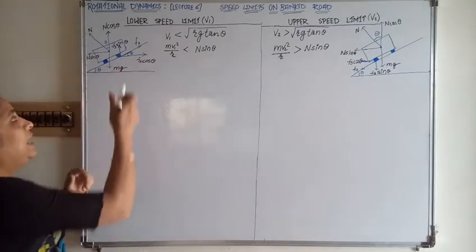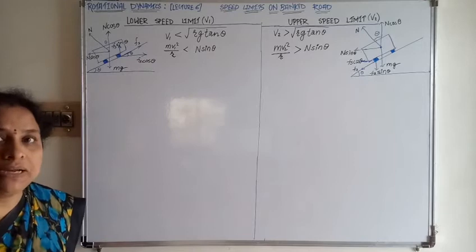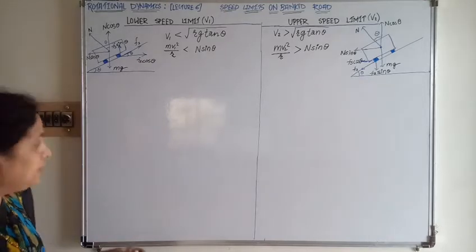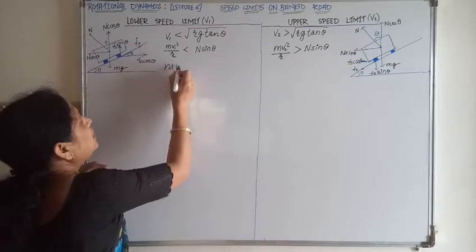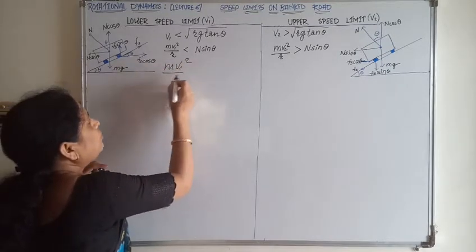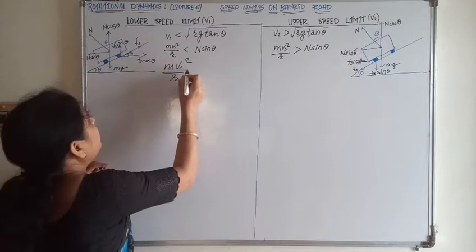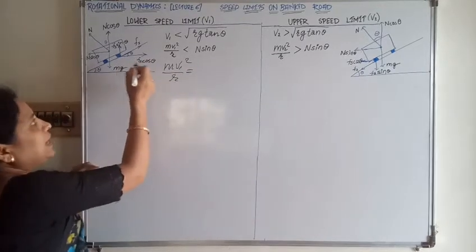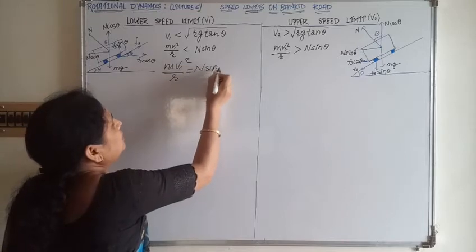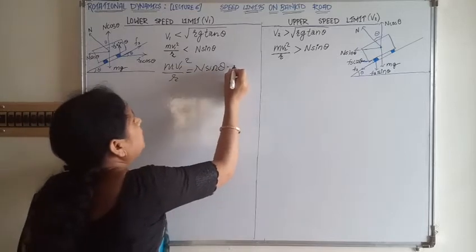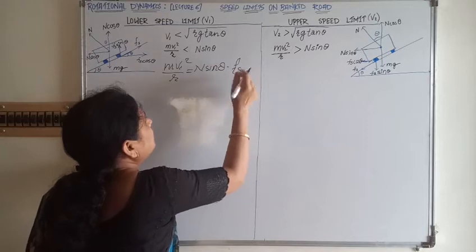So we can write here the equation for centripetal force. How can we write the equation from that? We can say that the centripetal force m v1 square upon r is equal to n sin theta minus Fs cos theta, because they are opposite to each other. n sin theta minus Fs cos theta.